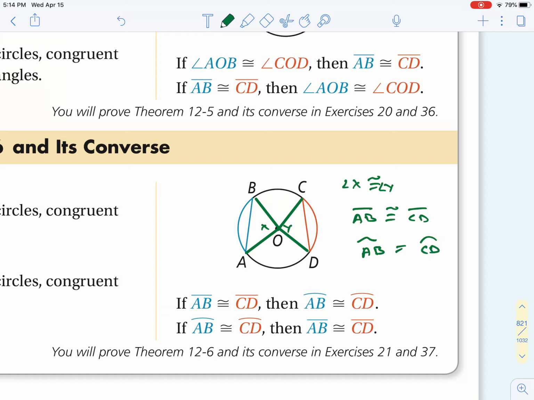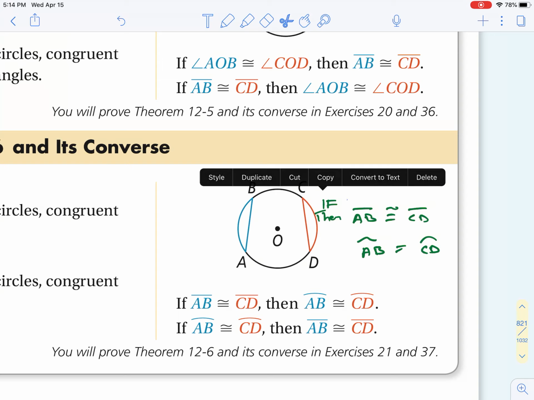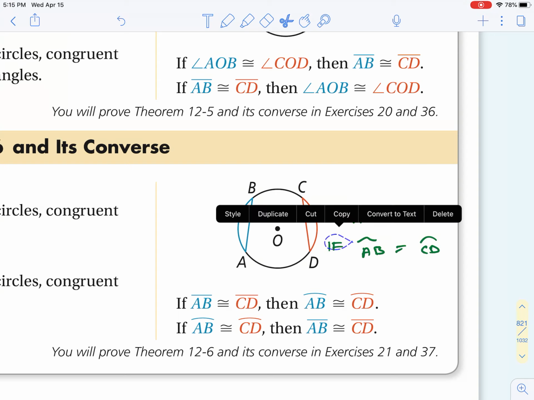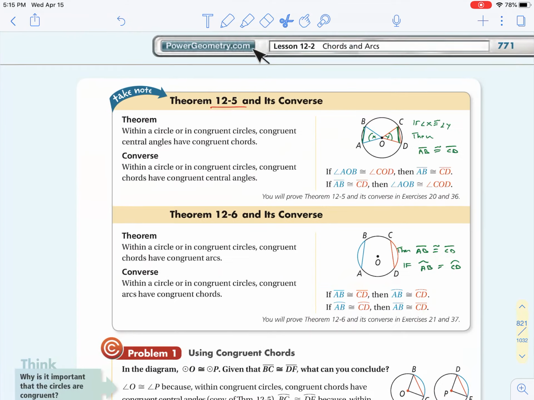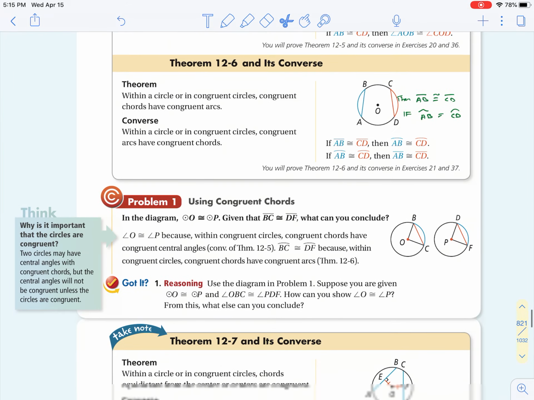Now that being said, if you remember how this picture started, it didn't have those. So we'll just wipe all that out. And I can say if the chords are equal, then the arcs are equal. I can reverse those around, and if the arcs are equal, then we know the chords are equal. So I tried to sum those up as quickly as possible there.